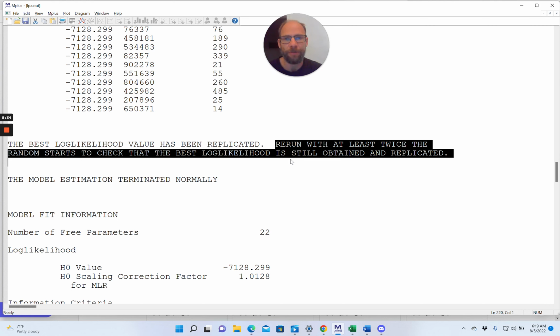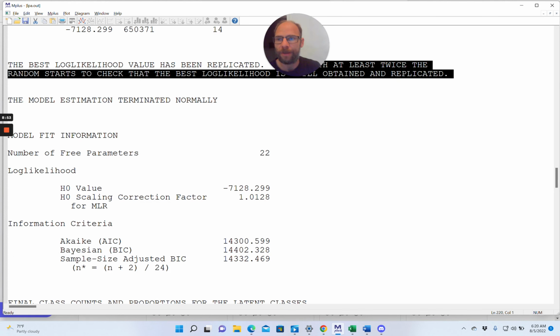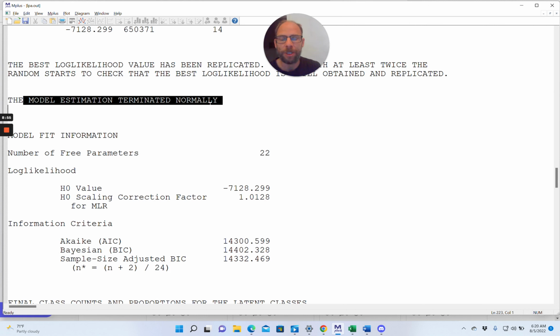And typically also when you have only 3 classes and a sufficient sample size, then you should be fine. It's typically more of an issue as you go higher, 4, 5, 6, 7 classes, then the solutions become a little bit trickier to identify. Otherwise, the model estimation here terminated normally. That's always something that you want to check, that there's no error message here about estimation issues.